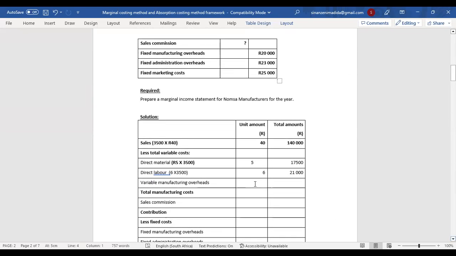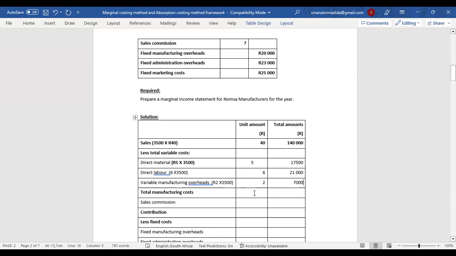For variable overhead, we have got our 2 rand. Now we need to calculate the total amount. We say 2 rand times our total units manufactured, which is 3,500, like this. How much are we getting? 7,000. Thank you. Confirmed. Please, if you're getting a different amount, let us know so that we check.